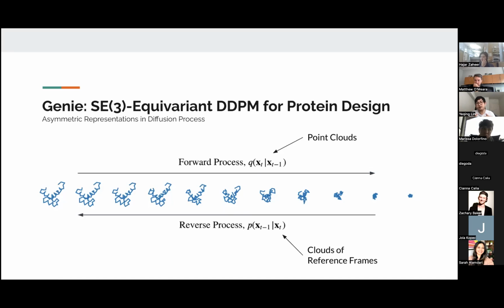But in the reverse process, the reasoning comes in, and there we want the information to be rich such that the denoiser is able to reason out the structure. That's why the frame is introduced only in the reverse process, but not in the forward process. Got it. That makes sense.